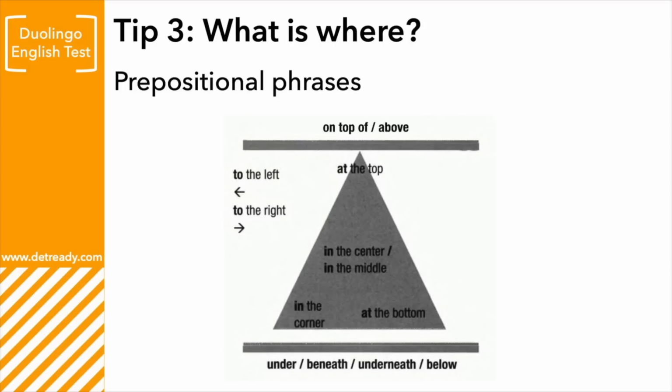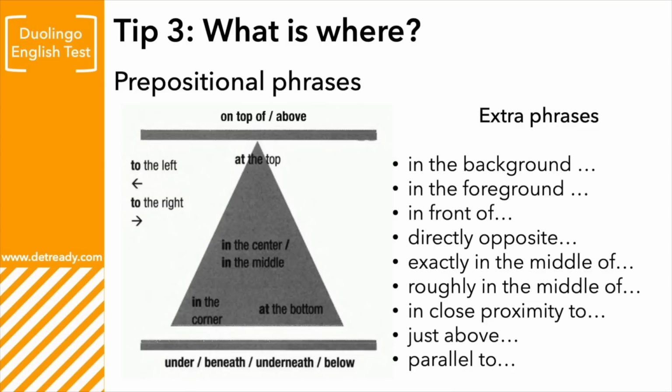To the left, to the right, on top of, above, at the top, in the center or in the middle, in the corner, at the bottom, under, beneath, underneath, or below. Here are a bunch of extra different ones you can use as well. Using these types of phrases when describing a photo will be great because you'll describe the photo in lots of detail. That'll get you a good score for content. And also, you'll get a good score for vocabulary, because if you use these phrases well, then you'll have a diverse set of vocabulary in your answer, and that's what Duolingo want to see. Let me show you how to use these in a sample answer.